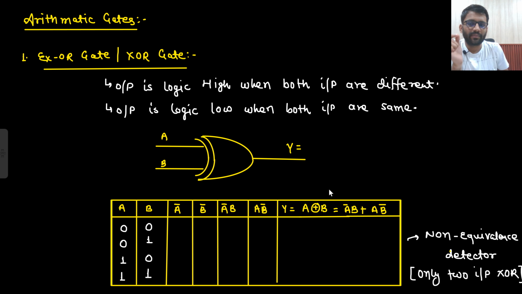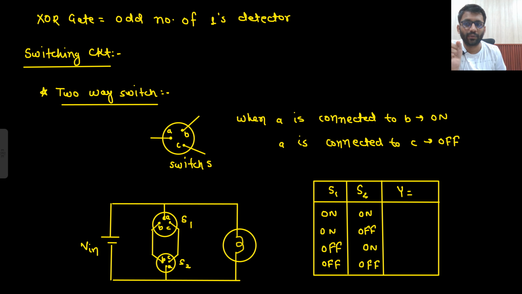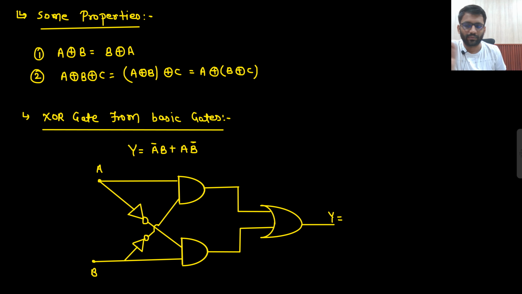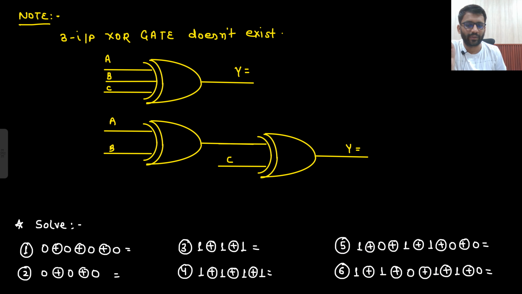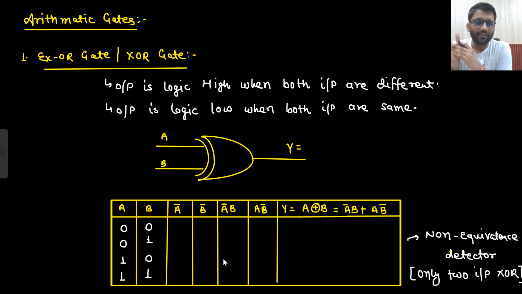So let's see our first arithmetic gate, that is the EXOR gate. There are two arithmetic gates, EXOR gate and EXNOR gate. We will see them one by one, with all the properties. For the EXOR gate, the output will be logic high when both inputs are different and logic low when both inputs are the same. This is written only for two inputs. Generally in the interview you will not say this thing. What you will say in the interview, I will tell you.